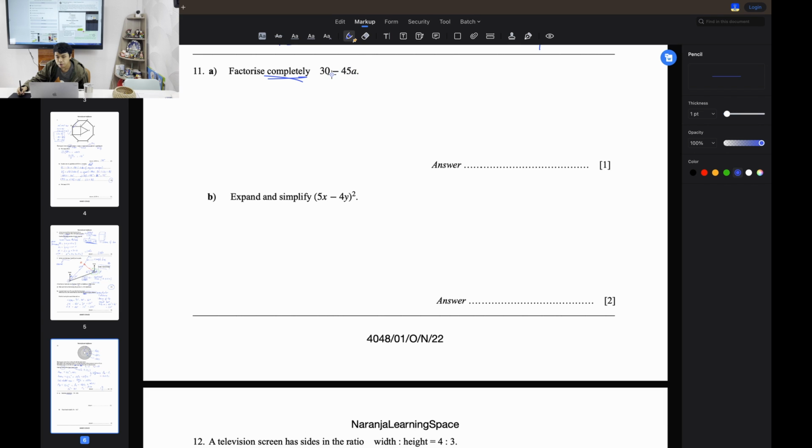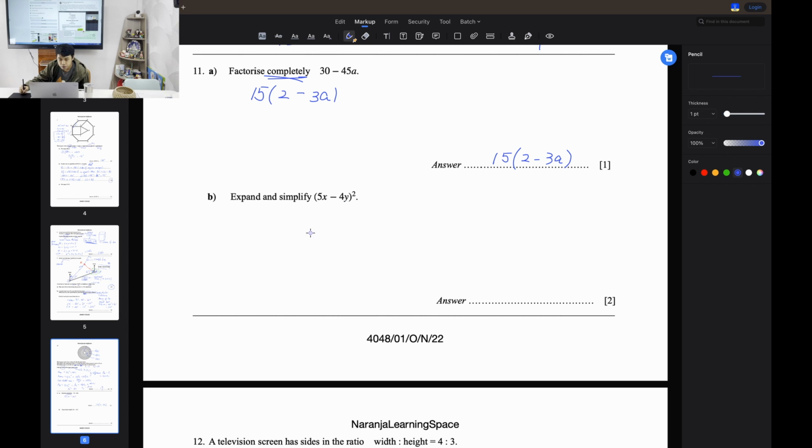Okay, there's no a for 30, so we just need to factorize 30 and 45. Okay, common factor probably 5. 5 times 6, 5 times 9, so it's 15. Okay, 15. Then you have 2 minus 3a. Yeah, 1 mark. Okay, 2 minus 3a. That's it. Anything else to do? No, right? That's all. Okay.